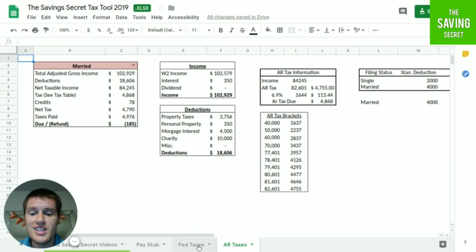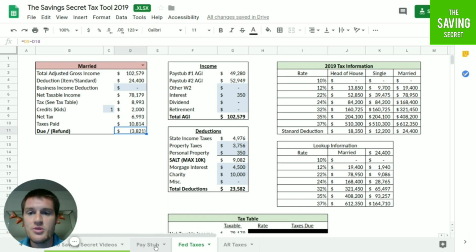So this is the Saving Secret tax tool for 2019.